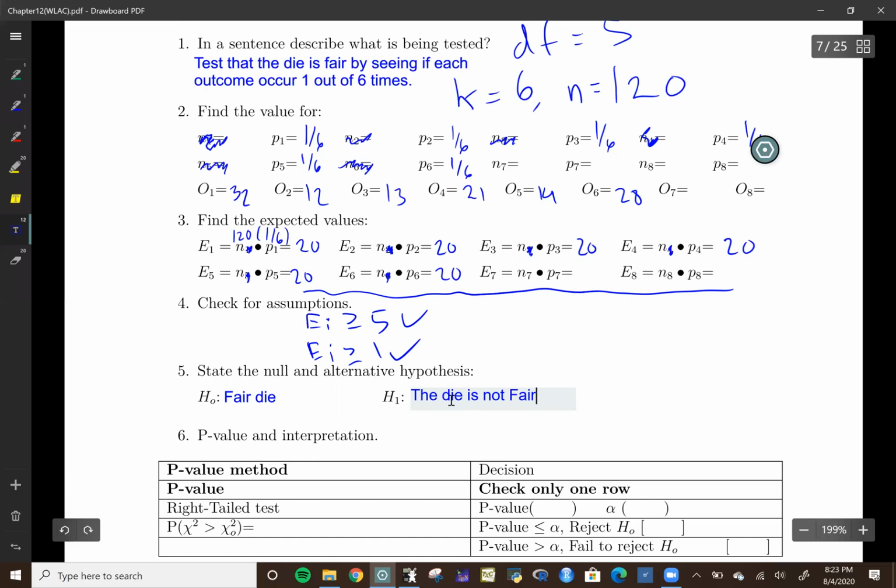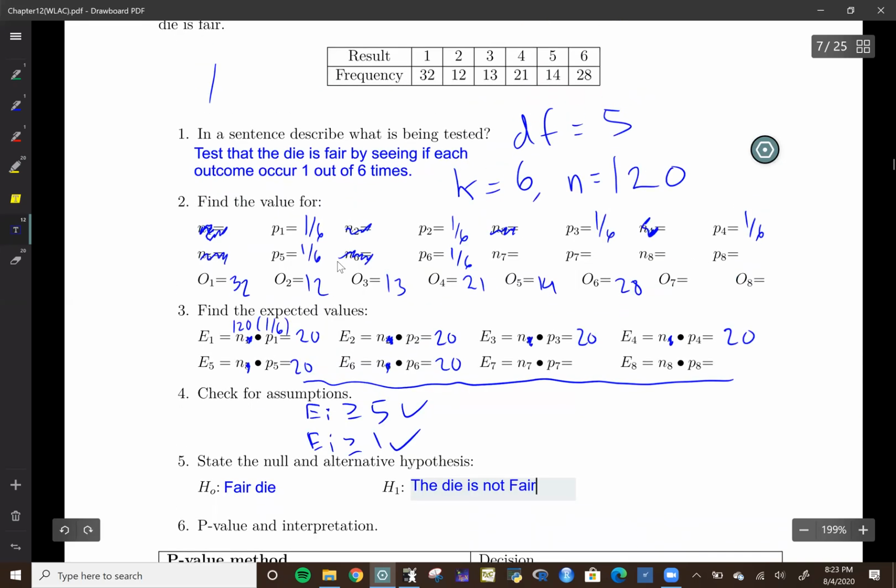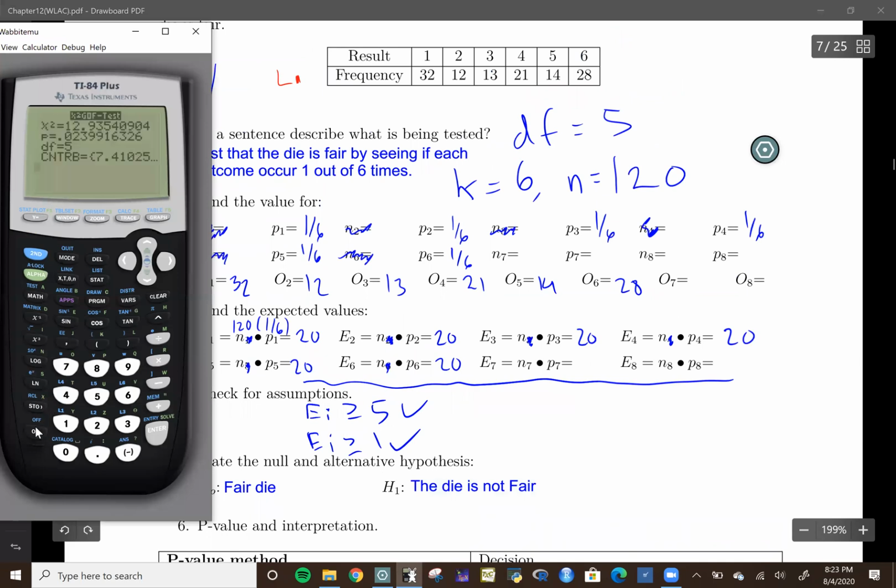All right, is everybody good so far, all the way through step 5? All right, so up next, I'm going to go to my TI-84 and enter this. So remember, the observed values go in L1 and my expected values go in L2. So let me go to the TI-84, which is that little rabbit over there, and let's enter it.